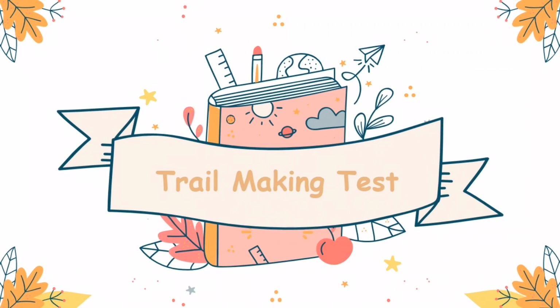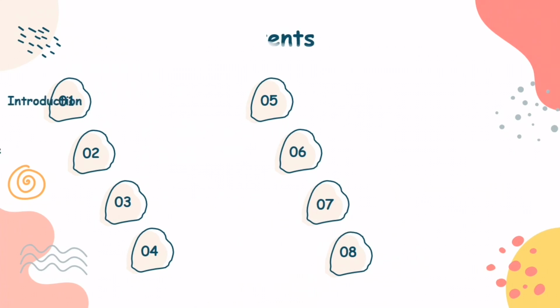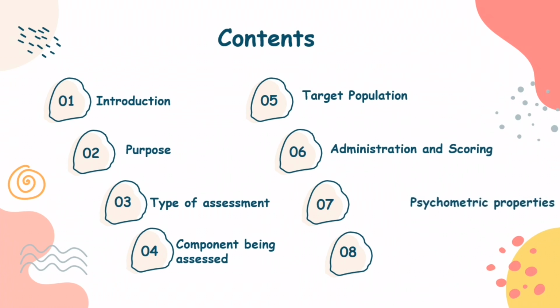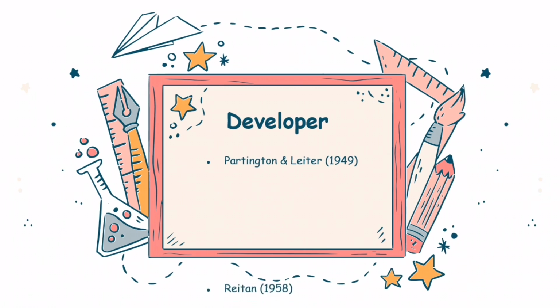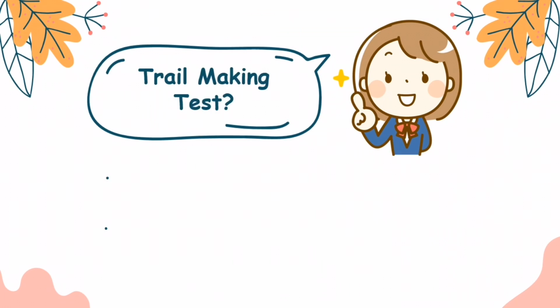The trail making test. These are the contents. It was developed by Partington and Leiter in 1949 and written in 1958. What is the trail making test?